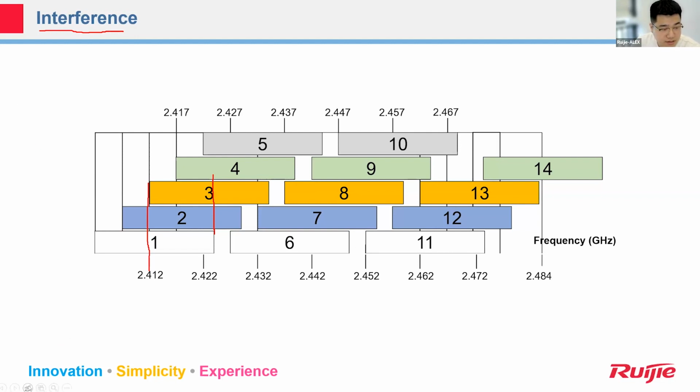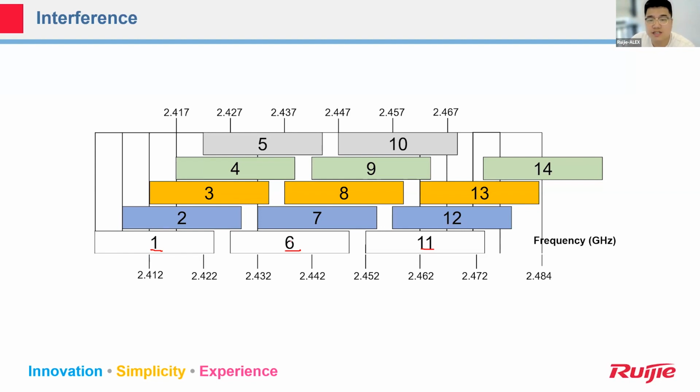Let's just clear the mark on it. Okay, you can see channel 1 and channel 6 and channel 11. Actually, they don't have any parts that have the same frequency. So it means that between channel 1, channel 6, and channel 11, there will not be any interference. Right? There will not be any interference.